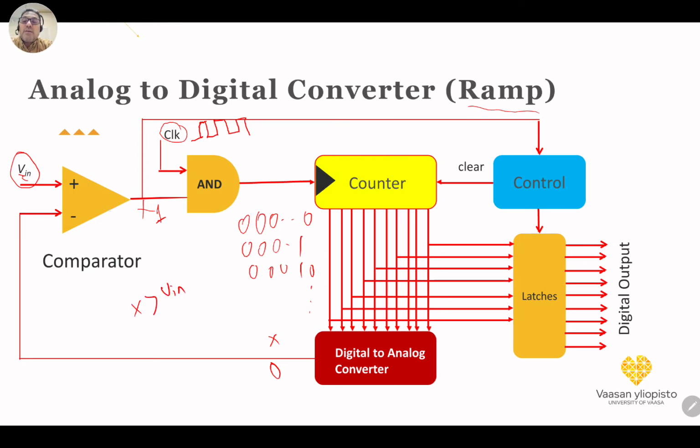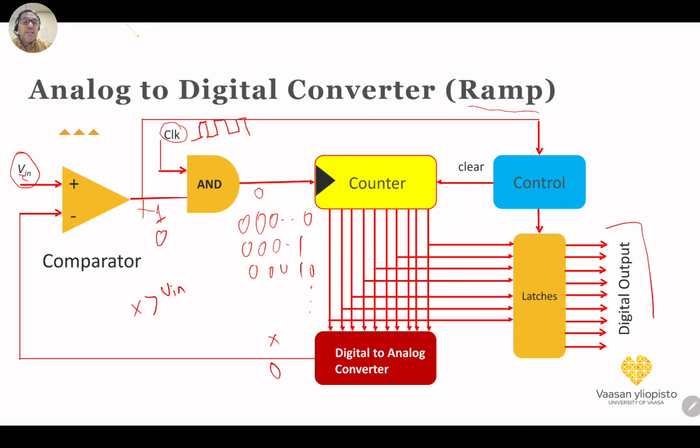Once x is greater than v input, then this comparator will be switched to -1 or to 0, which means that it will switch off the AND gate. So whatever the clock value was, the output here will always be 0, which means that there is no counting anymore. This 0 goes to the control block, and in the control block it will make two tasks. The first task: it will ask the latches to read the value of the counter output at this moment, and after that it will clear the counter, and then we start again for the second sample.